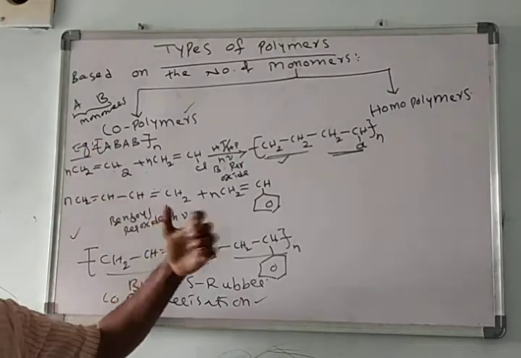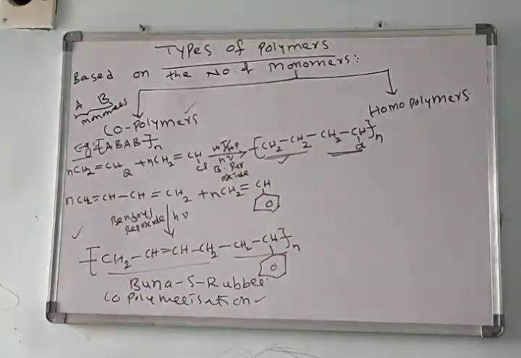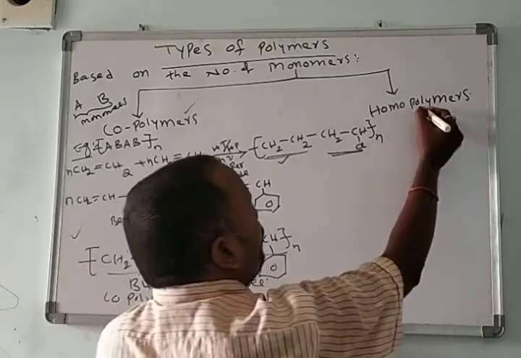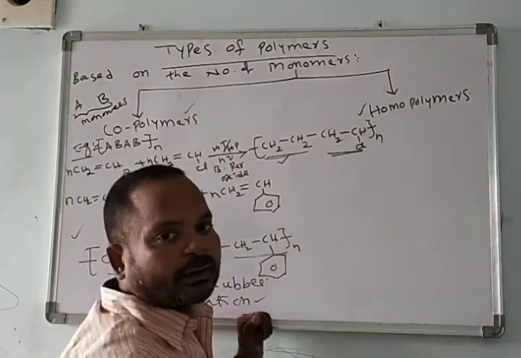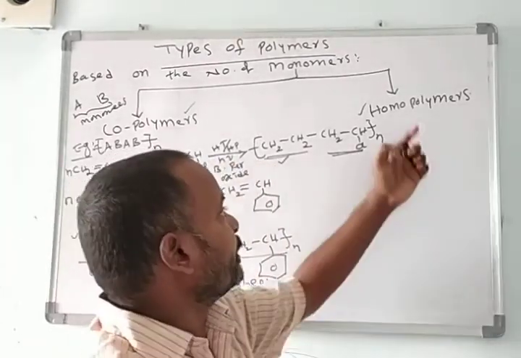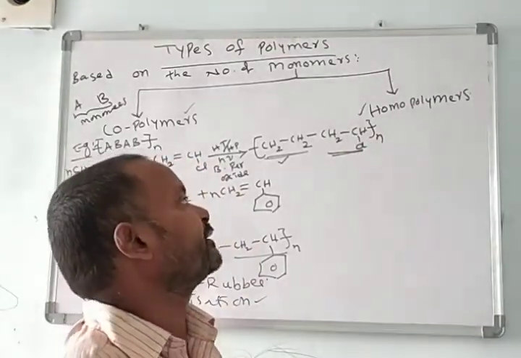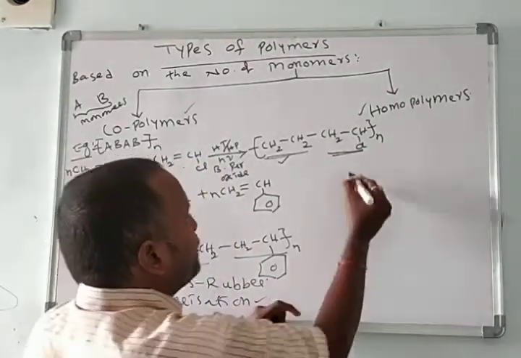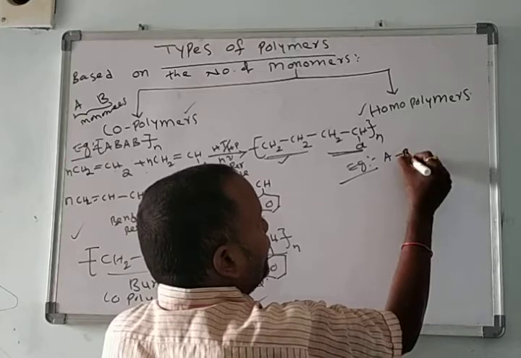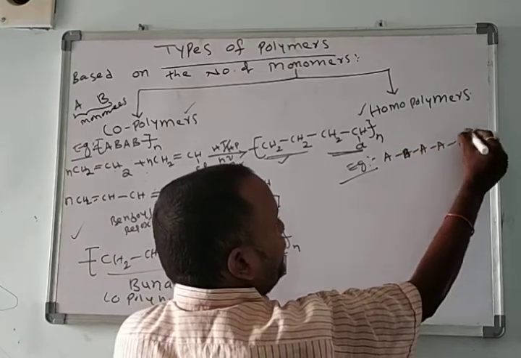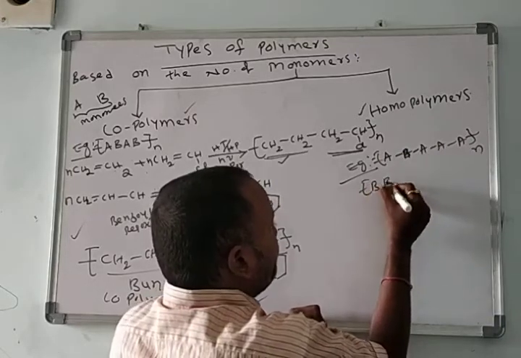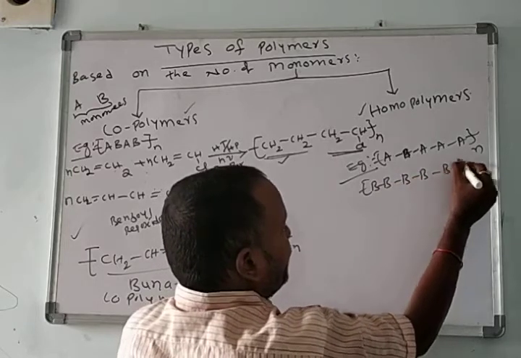Now homopolymers. What are homopolymers? The polymers which are made from the same monomers we call homopolymers. Here homopolymer means A taken n times. This is the homopolymer. Or B, here B taken n times. This is also a homopolymer.